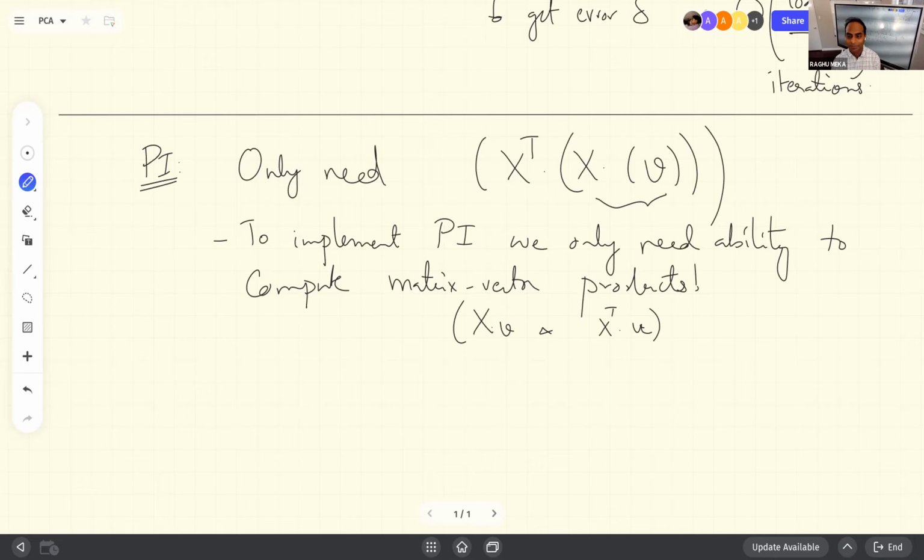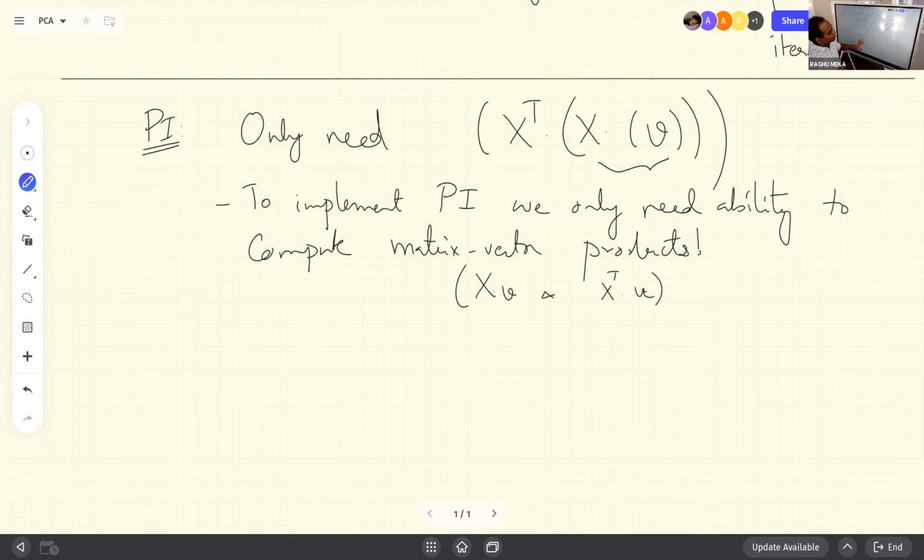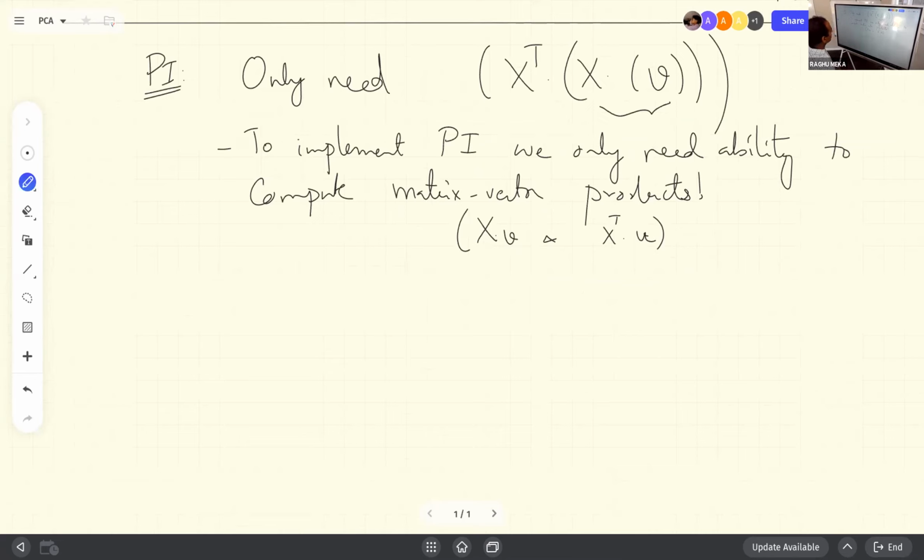Any suggestions? Just think of a scenario where maybe writing down the whole matrix is hard, or not hard, but expensive, but computing matrix vector products is still easy. The matrix is sparse. Say that again? The matrix is sparse. When it is sparse, you said? Yeah, that's what I'm thinking. Yeah. So when it is sparse, we can still do something.